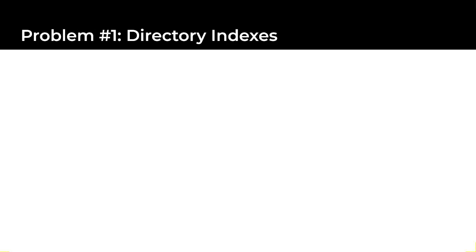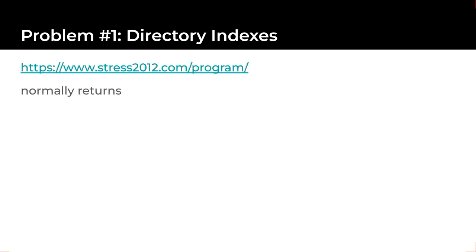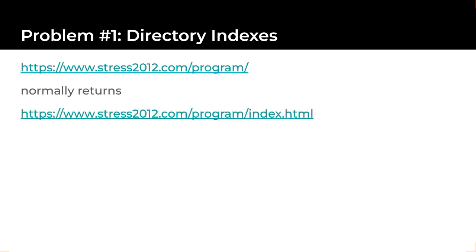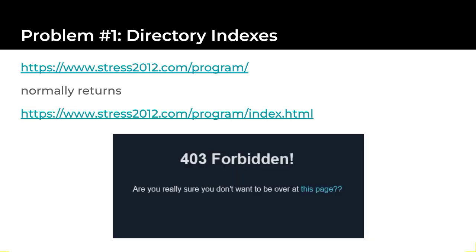The 2 main problems I've run into have been directory indexes and the robots.txt file. The Apache web server and most other web servers will automatically serve the index.html page if you request a directory. For example, www.stress2012.com/program normally returns www.stress2012.com/program/index.html. CloudFront does not do this automatically, and anyone requesting the /program directory will get a 403 forbidden error.